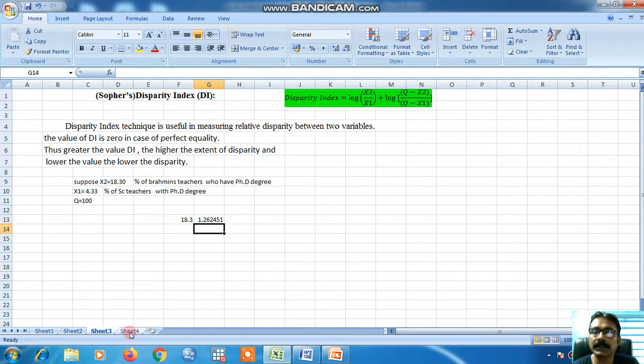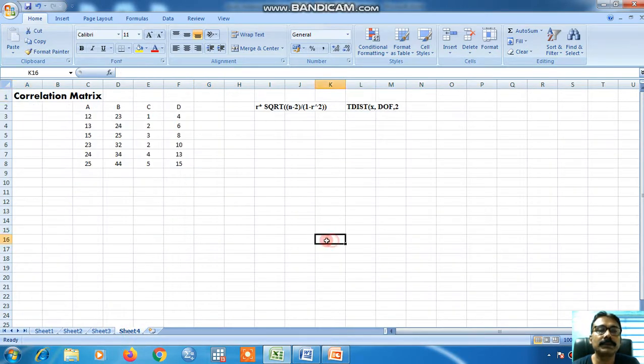Now another important thing, that is the correlation matrix. Though it is easily available in software, those who don't have the software can use Excel for calculating the correlation matrix. Suppose these are the four variables and these are the values you have collected, maybe from a field study or from secondary information. So how do we calculate the correlation matrix?